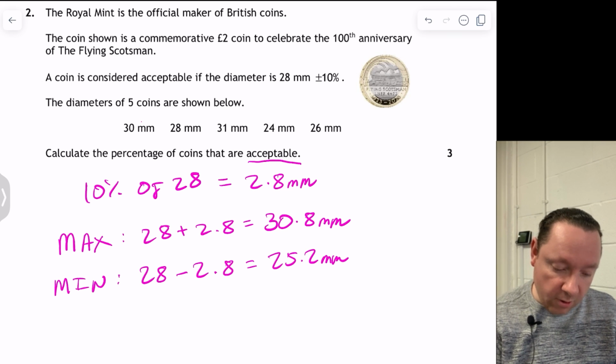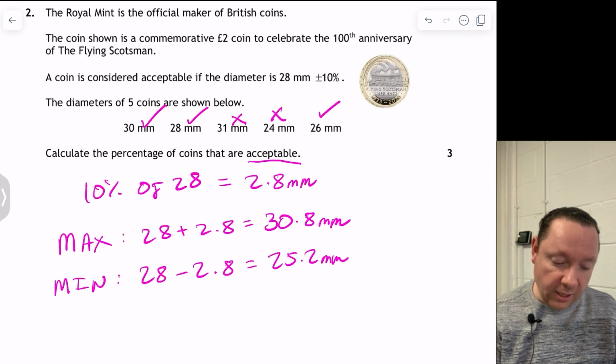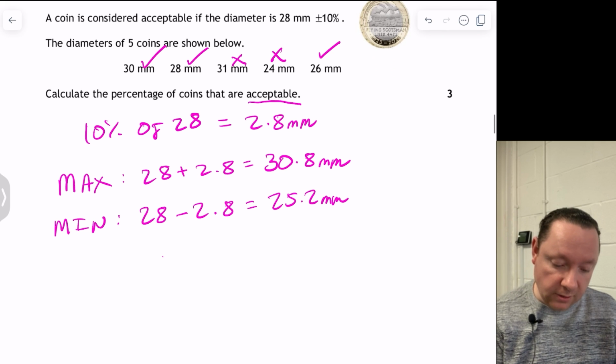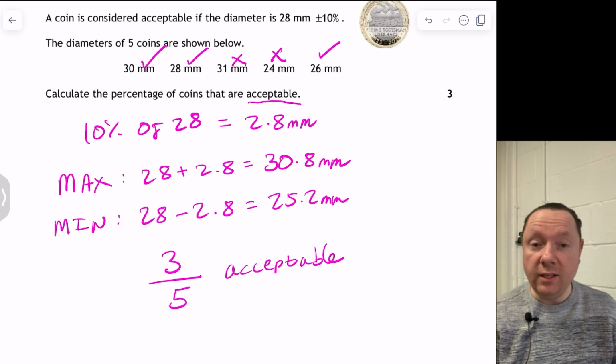So 30mm is all good, because that's between these two numbers. 28, that's all good. 31, nope, too high. 24, too low. And 26 is all good. So the fraction that are good is 3 out of, and I've got 1, 2, 3, 4, 5. 3 fifths are acceptable. Always work it out as a fraction first, then just change that to a percent.